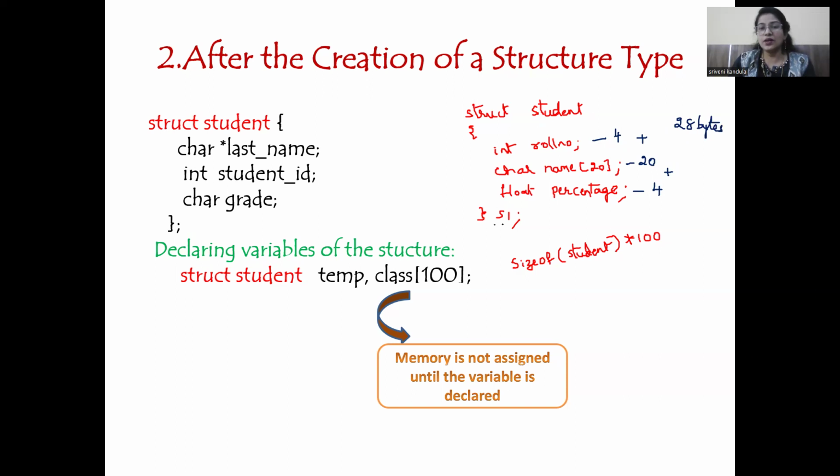Here you can see I have declared a structure variable S1. Memory is not assigned until and unless you declare a variable. So here I have declared a variable S1, and the memory allocated for this particular variable S1 is a total of 28 bytes.